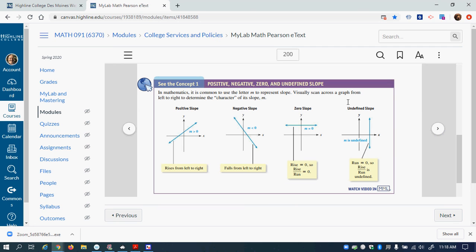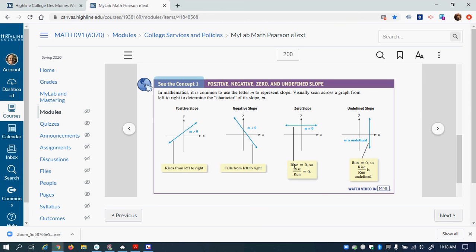And then the last one is undefined slope because all we do is rise in one direction. We never run in any direction on this particular line. And so run happens to be 0. And so if you notice, run is in the denominator of our particular fraction, rise over run, and you cannot have 0 in the denominator. So that's the reason why it's undefined.